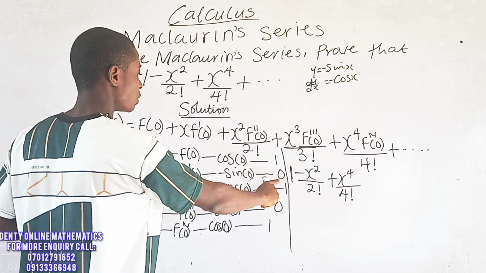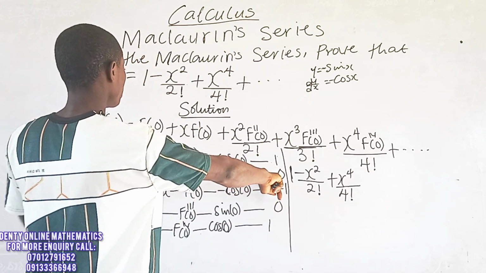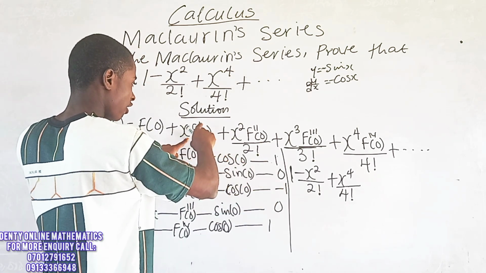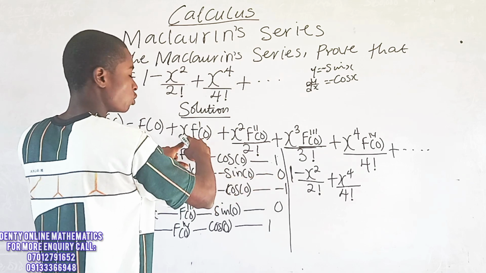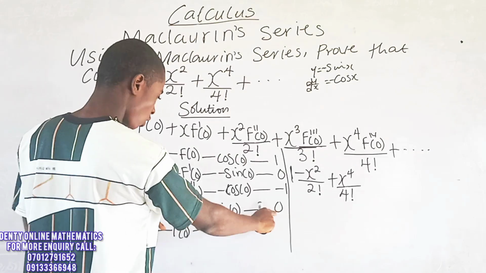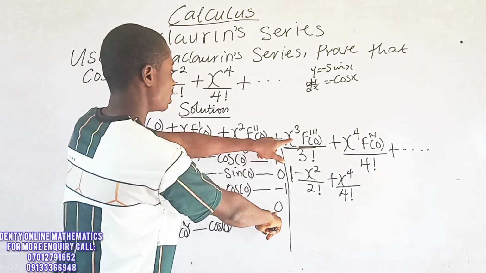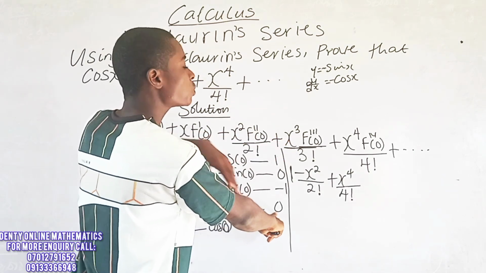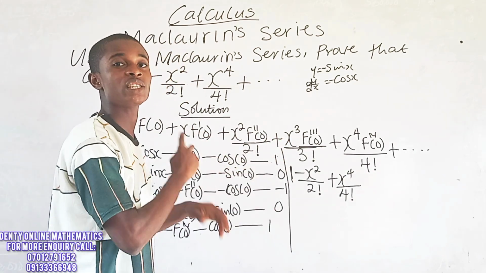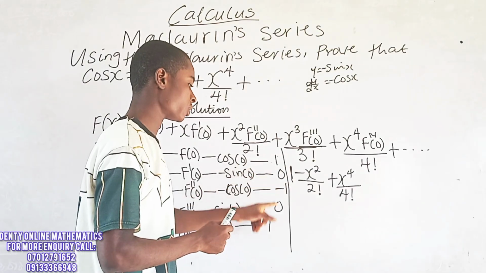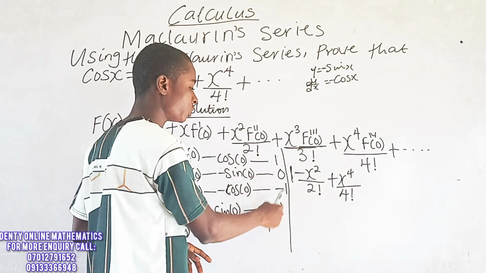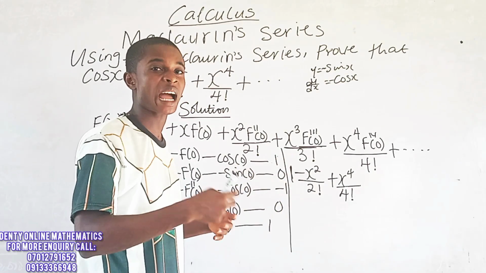If I should pick out this 0 on the second term here, f prime of 0 is 0, and 0 times x will be 0. There will be nothing there. And let's come up to here too, f triple prime of 0. So 0 times x cubed is going to be 0, and 0 divided by anything is 0. So that's why I'm not picking out these zeros. That's why I'm picking only the non-zero terms. Non-zero terms are those terms that are not 0.